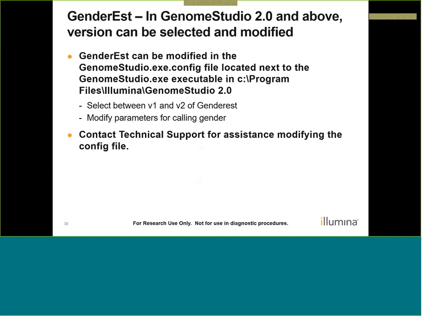You can modify the GenderEst thresholds in the GenomeStudio config file. It's in the GenomeStudio executable program directory, and you can manually select between version 1 and version 2 of GenderEst and modify the parameters for calling the gender. We recommend contacting tech support for assistance when you modify this config file.